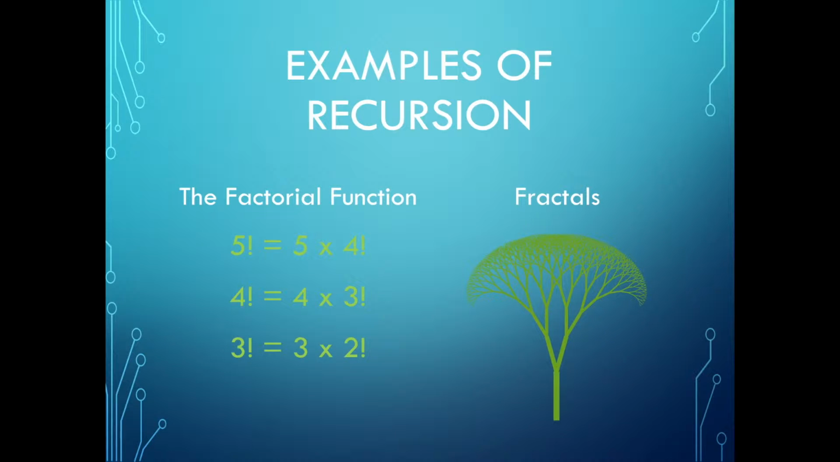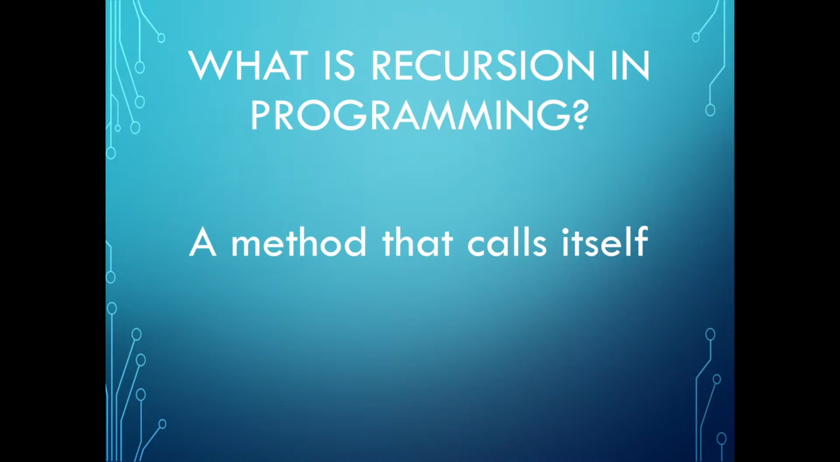Examples of recursion include factorial, where, for example, 5 factorial is 5 times 4 factorial, and 4 factorial is 4 times 3 factorial, going all the way down to 1, and so on and so forth. Another example of recursion includes fractals, which are patterns that are composed of smaller versions of the same pattern. This tree is an example of one. At the end of each branch, the pattern repeats and repeats all the way up to the top of the tree. But how does this apply to programming?